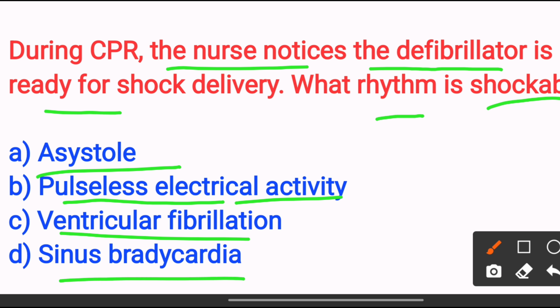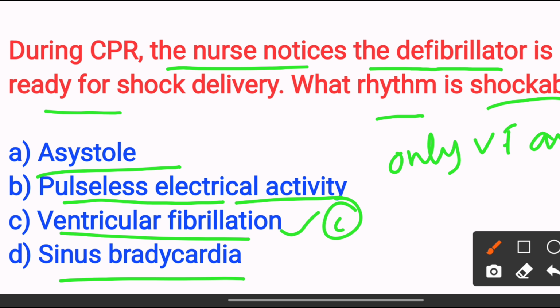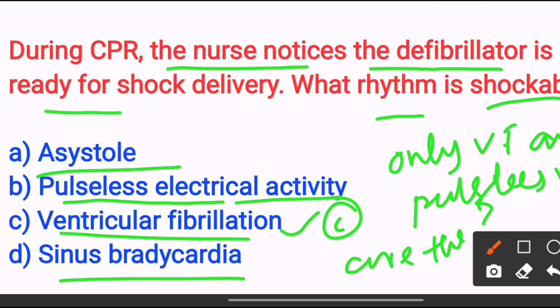The answer is option C, ventricular fibrillation. Only in the ventricular fibrillation and pulseless VT are the shockable rhythm. So the answer is option C. Next.